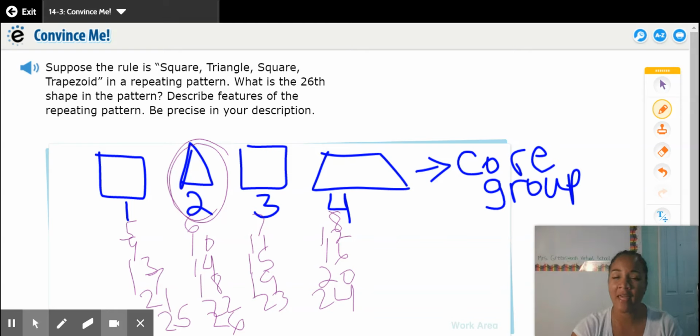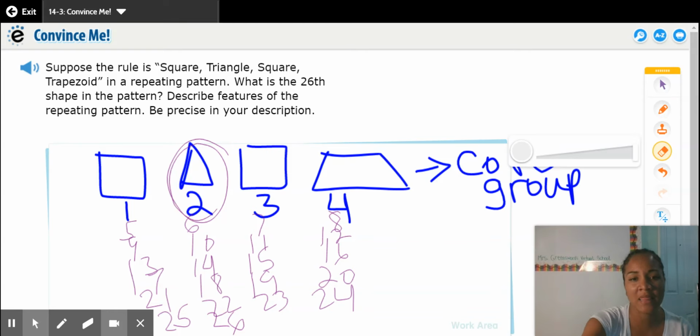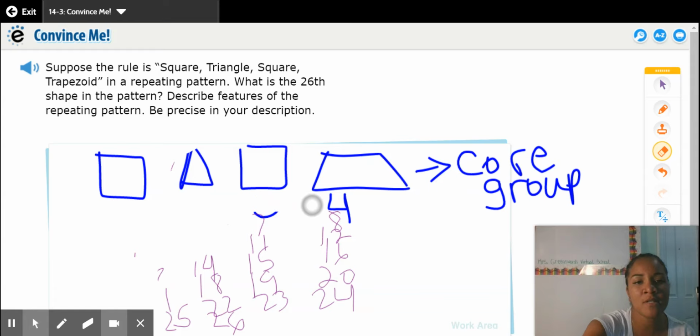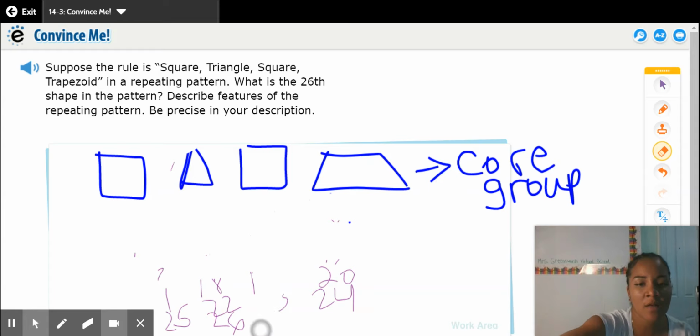A lot of my kids prefer to do it this way, but if you prefer to do it the division way, that's fine as well. So let's look at how to do it the division way. So I'm going to delete this. I'm going to try to just delete around it so I still have my core group there. Bear with me, let me be really careful. I guess I could get rid of the numbers. I don't mind writing numbers again. I'm going to keep my core group there and delete all this other stuff.